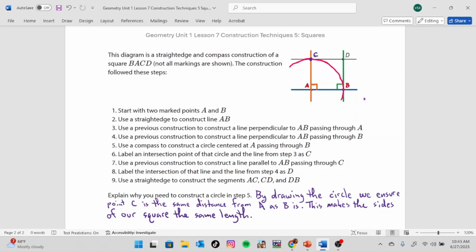So as soon as we draw that circle, we ensure that segment AB is the same length as segment AC. And now when we go through steps 6 through 9, we can draw the other two sides being the same length, and we create a perfect square.